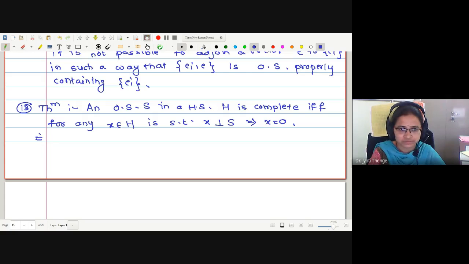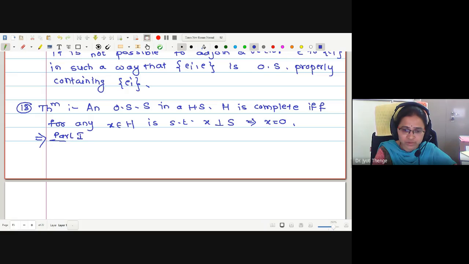Okay, for an orthonormal set, we say that it is complete if any other vector, if orthogonal, must be 0. Because if it is not 0, suppose it is a non-zero vector, then we can convert it to a unit vector. Then it may constitute another orthonormal set properly containing S. Therefore, the vector must be 0. Let us prove the result. We will start with part 1. In part 1, we will assume that S is complete. Let S be a complete orthonormal set.